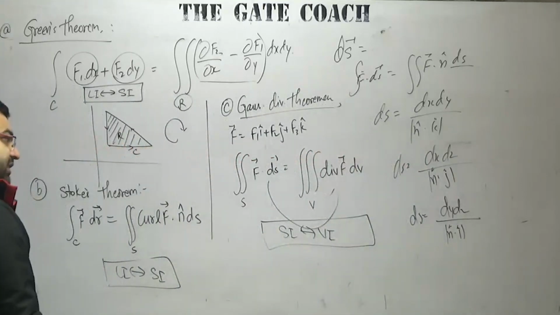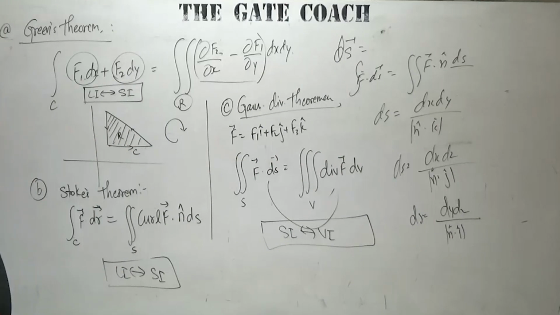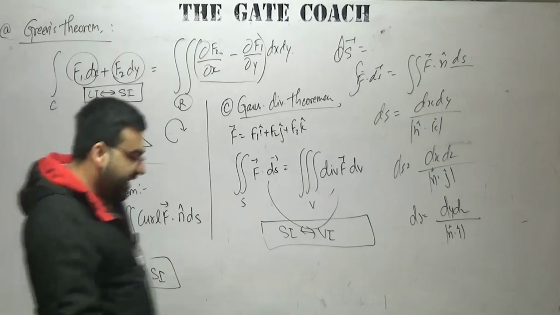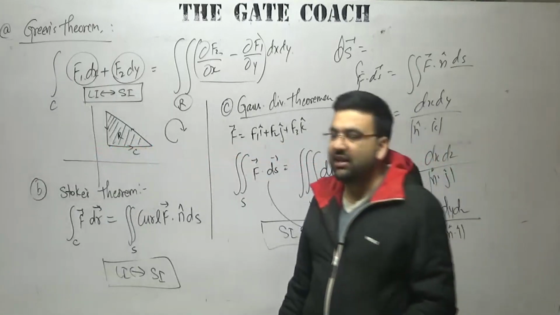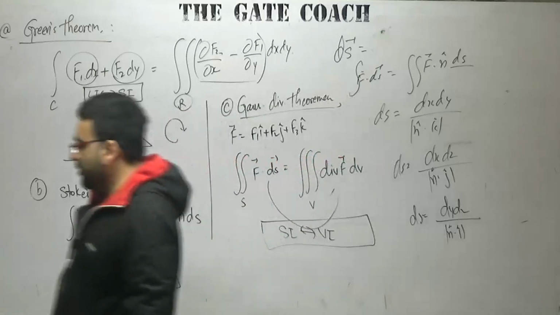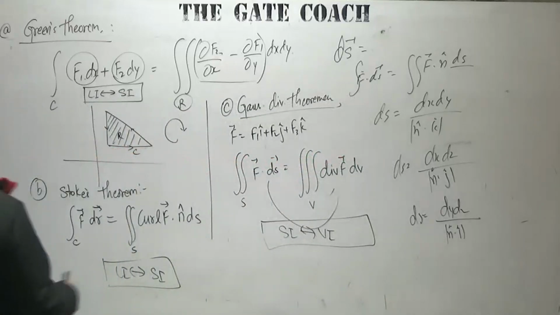Clear? Now dear students, after this calculus portion, we started linear algebra, right? Linear algebra, in which we had matrices and determinants. That was a very simple topic. Now let us understand the matrices and determinants.